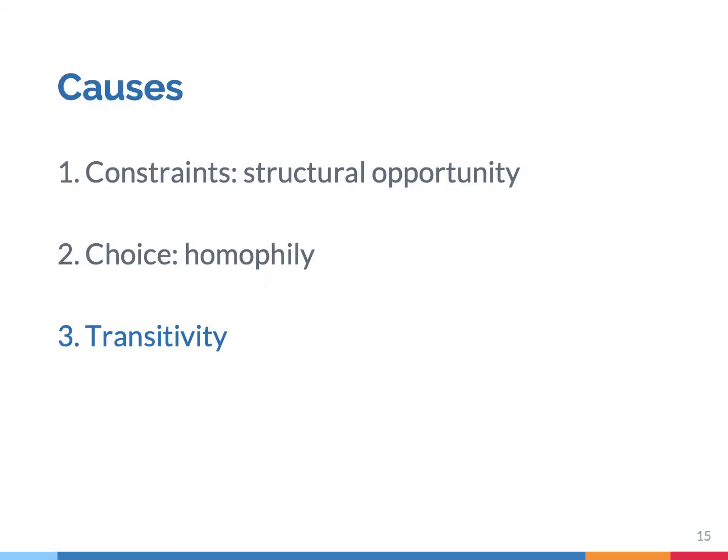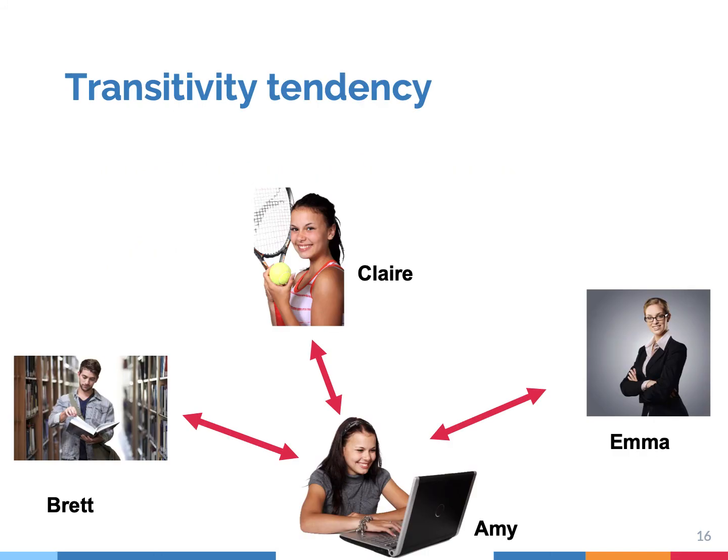And beyond these two main causes of group segregation, there are actually two more. Let's briefly look at the role of transitivity. Suppose you are Amy, and these are three of your social ties. And suppose you met them in school, the tennis club, and at work. And because these foci were segregated by race, you tend to end up with a highly homogeneous network, a white network.